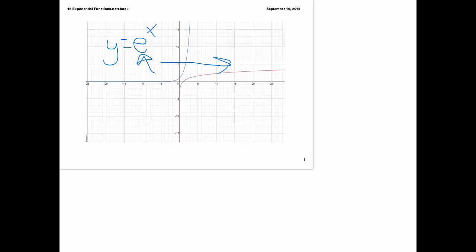Now, this red function here, just for your information, is the function y equals the natural log of x. We talked about that last week, but we did not actually ever look at a graph. And if you look at these two graphs, you see that they are reflections of one another. That's just a way to recognize that they are inverses of one another.